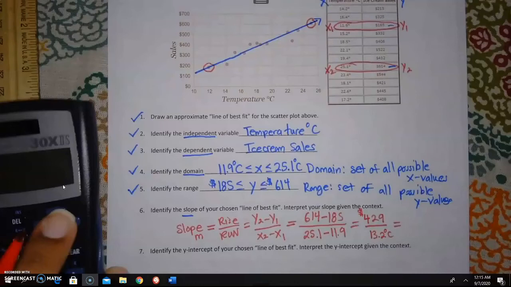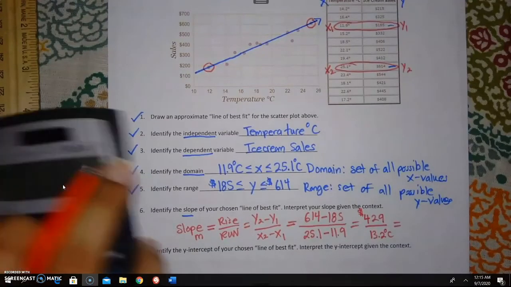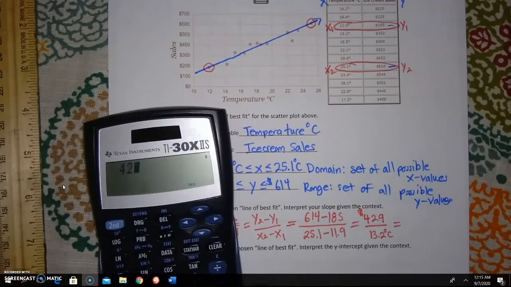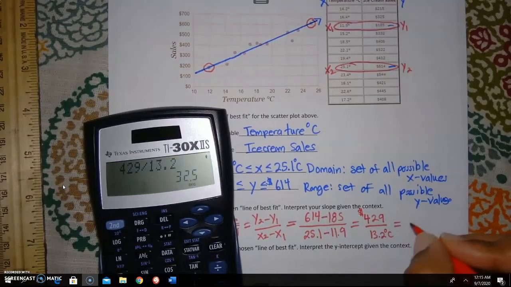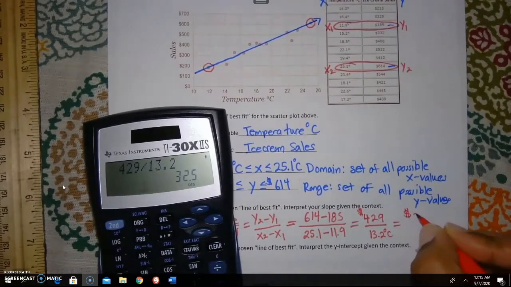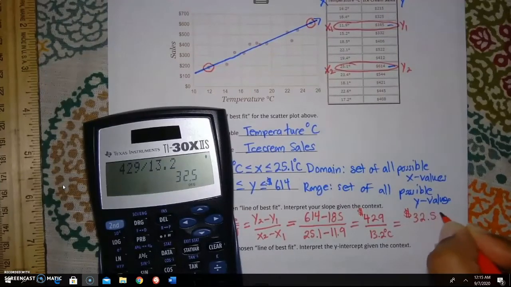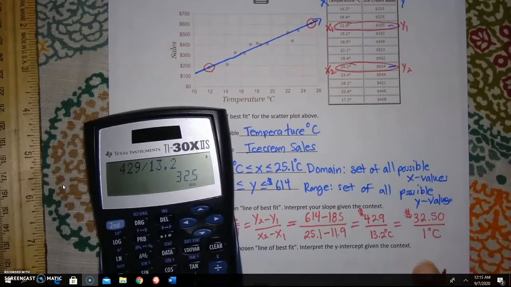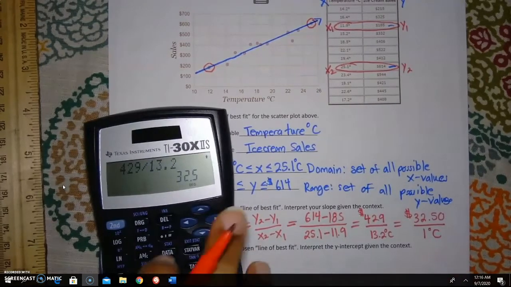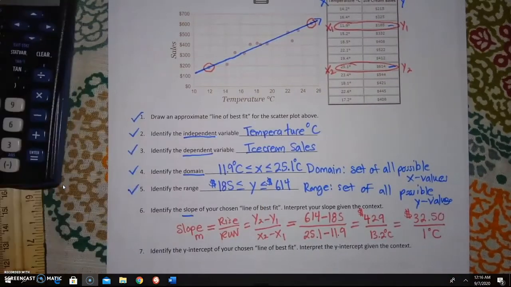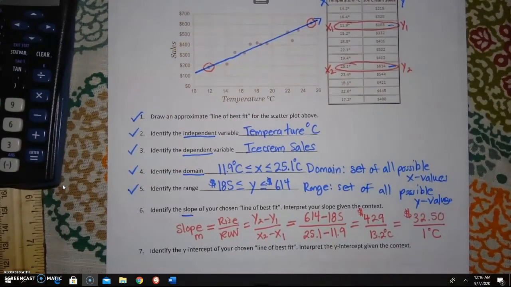Now, ultimately, when we write our slope, we would like this to be simplified. So we're going to take that 429 and divide by 13.2. And we can see that it appears that our ice cream sales are going up about $32.50 for every 1 degree Celsius increase in temperature. So we can then say that. So let's write that down here.